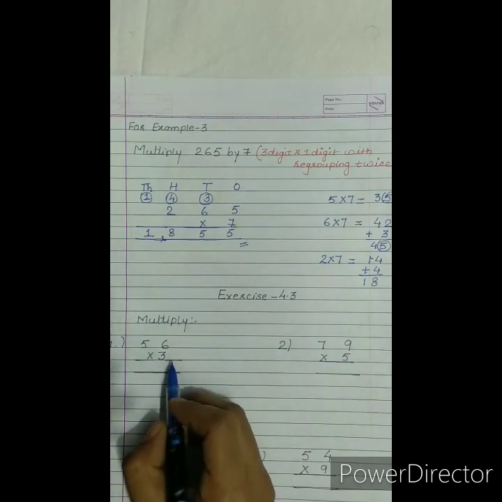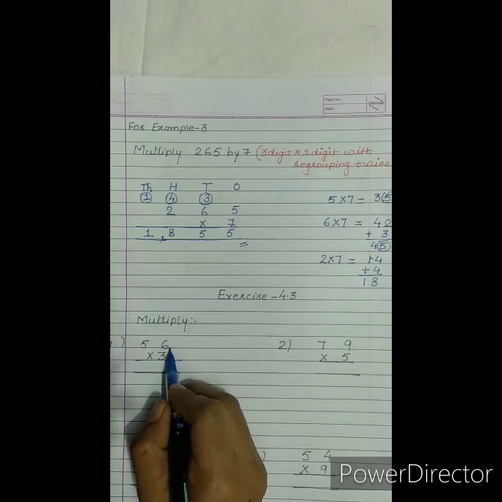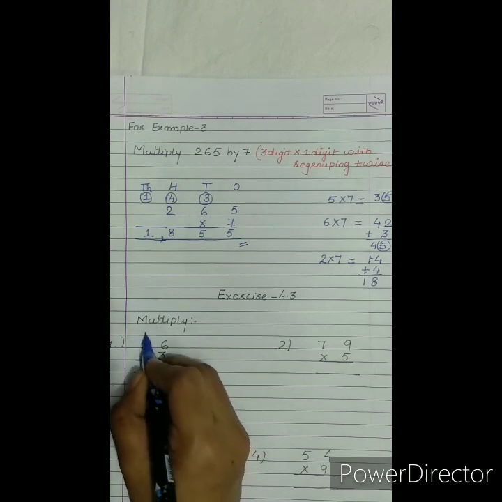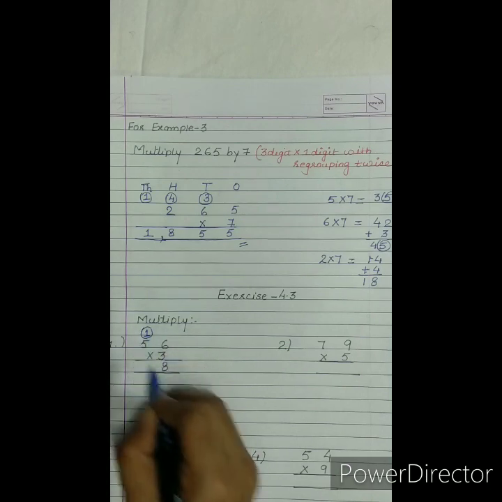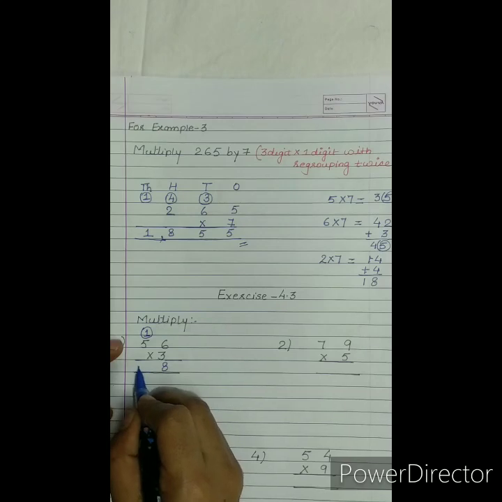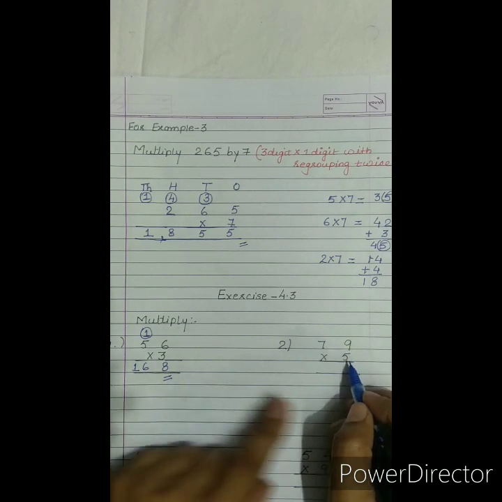Now let's solve some questions from your exercise 4.3 from your book. So first question is 56 multiplied by 3. So read table of 3 how many times? 6 times. 6 3 ja 18, 1 carry. 3 5 ja 15, 15 plus 1 is 16. So our answer is 168.